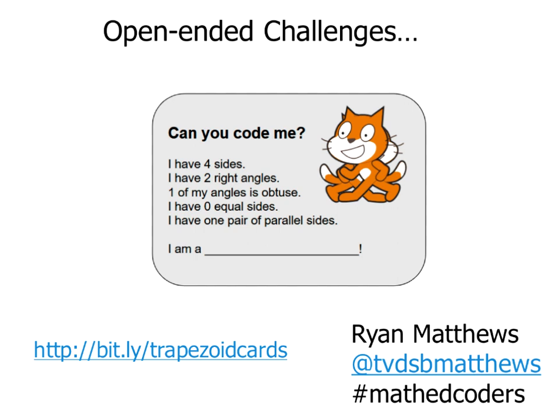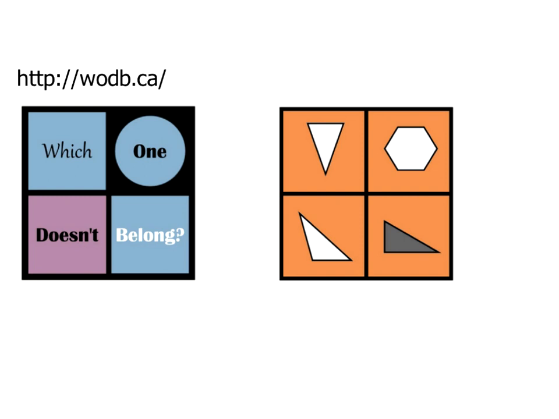This example was developed by one of my colleagues, and we have a hashtag, MathEdCoders, if you want to follow along. He had open-ended challenges that you can give your students, and he has provided the link at the bottom there, which you can also see in your chat window. He says something like, I have 4 sides, 2 right angles, 1 angle is obtuse, and so on. Then the students can figure out what it is and try to code that shape. What's neat about it is everyone will code something slightly different, and then it promotes conversation.